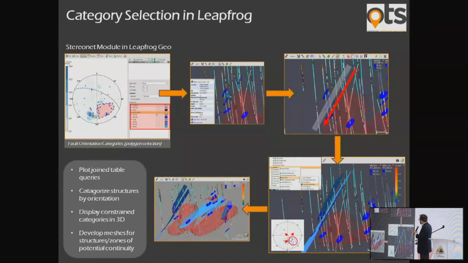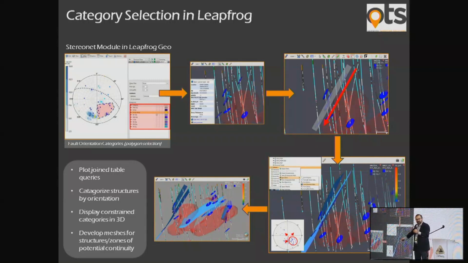So I'm going to go over a little bit of it in Leapfrog. What we've got going on here is the next steps of taking the data into 3D. And what we like to do is use the StereoNet module that's in that software, and we can make a category selection and name structures for what they're doing. Like that polygon there is just saying that's the northwest dipping set of faults, and we can rotate the scene view in 3D and make a decision to make a mesh.